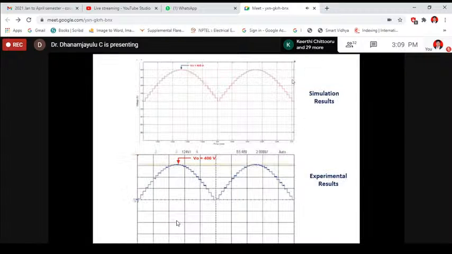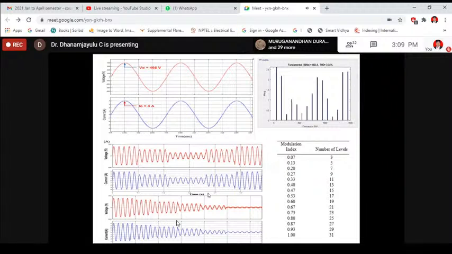As I said here, first I have simulated with 16 positive output voltage levels. See that this is the expected output wave, that is the simulated output waveform. This is the experimental output waveform. Again here, we have extracted a simulation output waveform. It shows 31 output voltage levels and THD is drastically reduced.